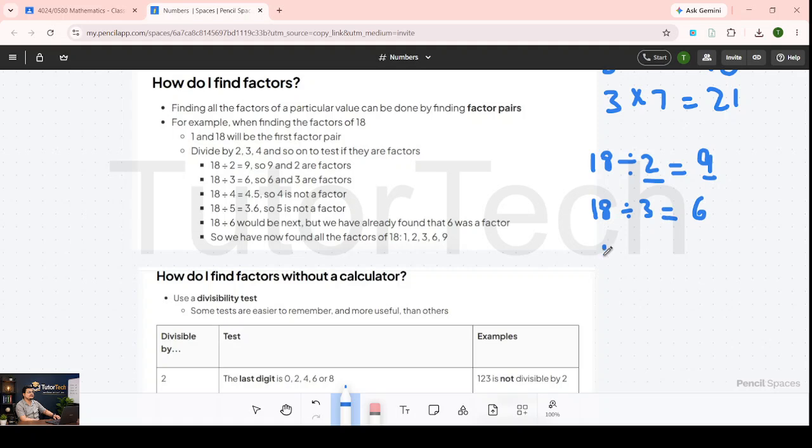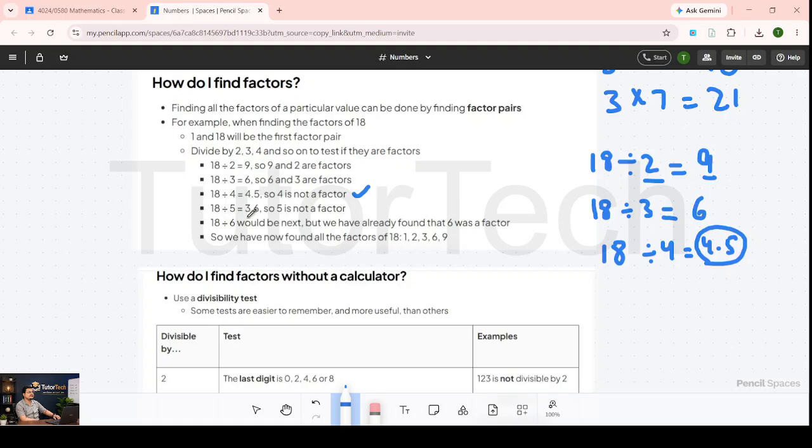If we do 18 divided by 4, we get an answer of 4.5, which is not an integer. It gives you a decimal part. So we can say that 4 is not a factor of 18.